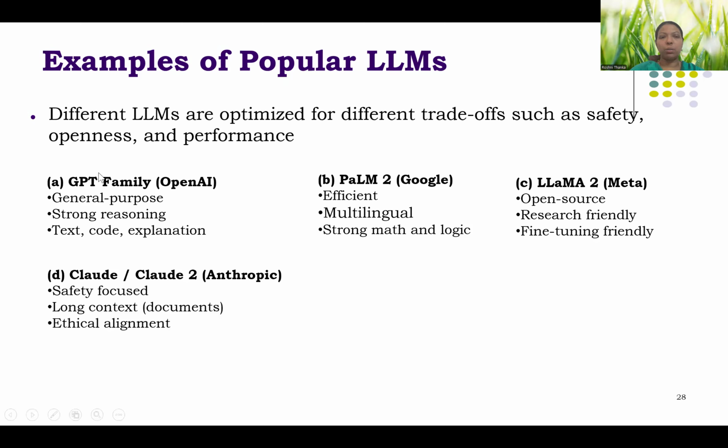If you want to go for GPT models, like OpenAI's GPT models, whenever you want a general purpose, general kind of answer, or strong reasoning, and you want to generate text or code or a summarization or an explanation, you can go for GPT kind of LLMs. And you can go for Google PaLM when you want an efficient answer or a multilingual answer, and you want a strong mathematical and logical kind of answer. And we have Meta's Llama model. It's an open source model, good for research and for fine tuning. In those cases, you can go for the Llama model.